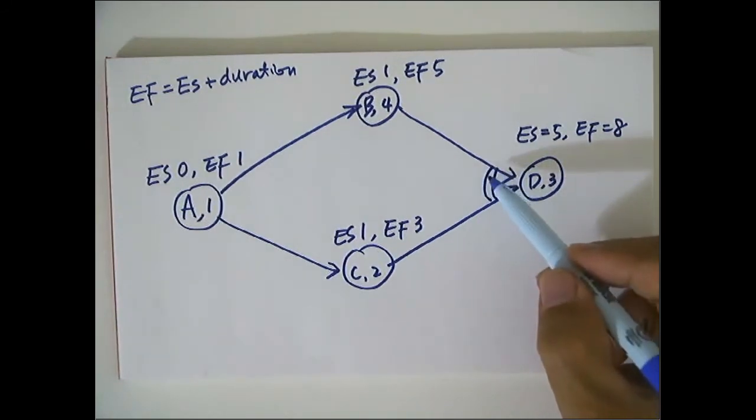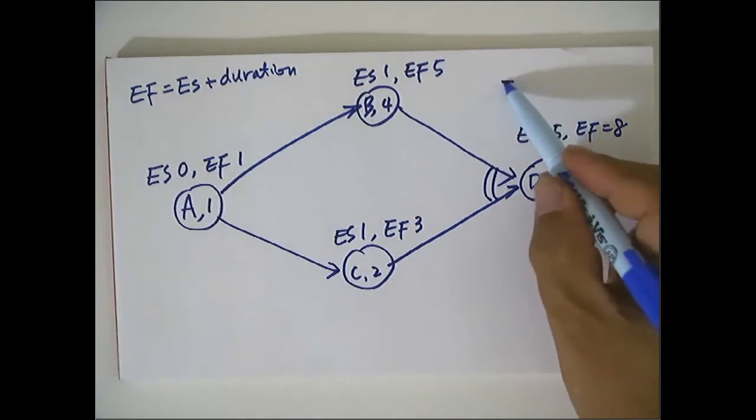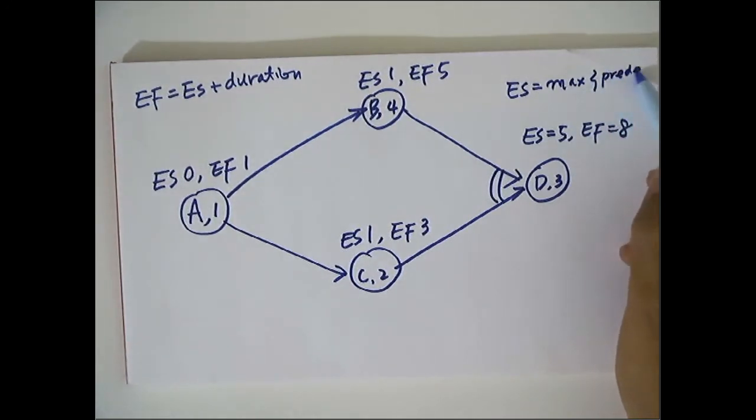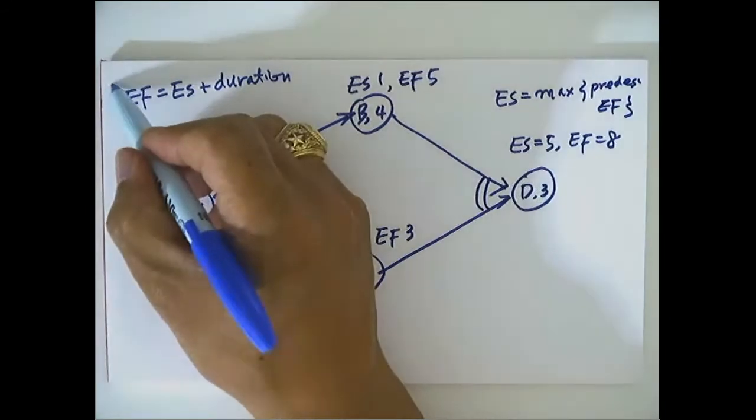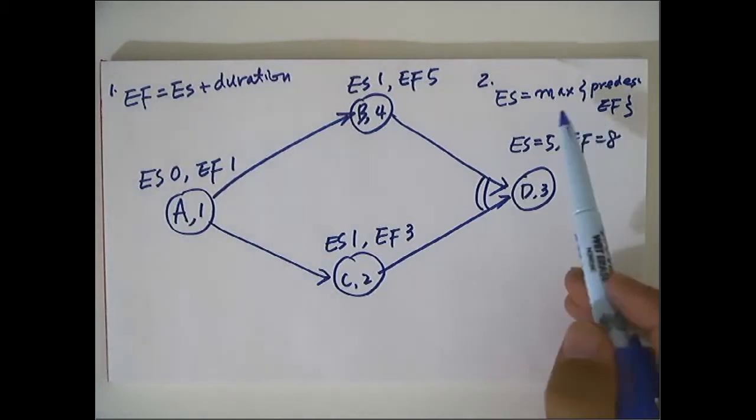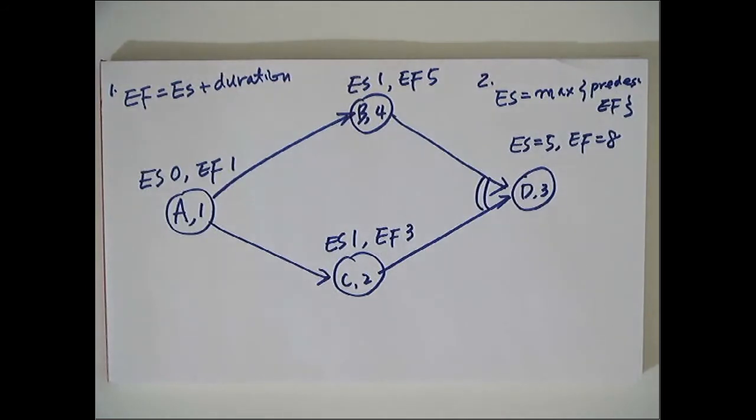Especially when you compute the ES, you have to take into account the predecessors. ES is the maximum over the predecessors' EF, right? So this is principle 1: EF is simply equal to ES plus duration. Second principle: if you have not only a single predecessor but several predecessors, you have to take the maximum of all the previous predecessors' EF, right? That's principle 2.